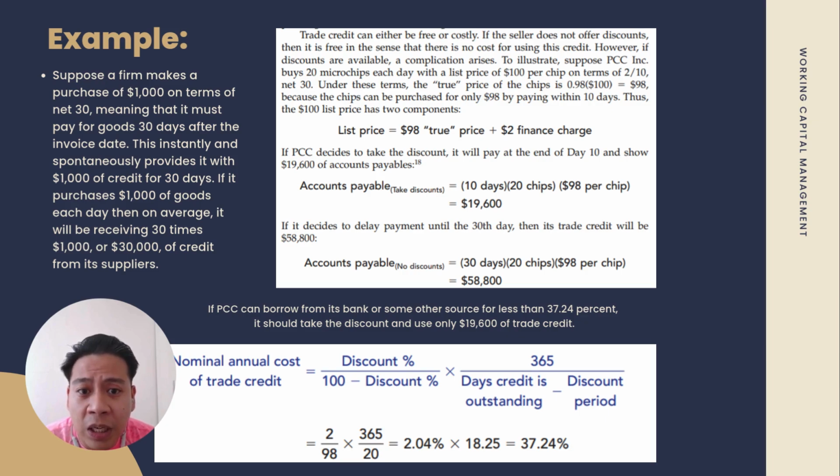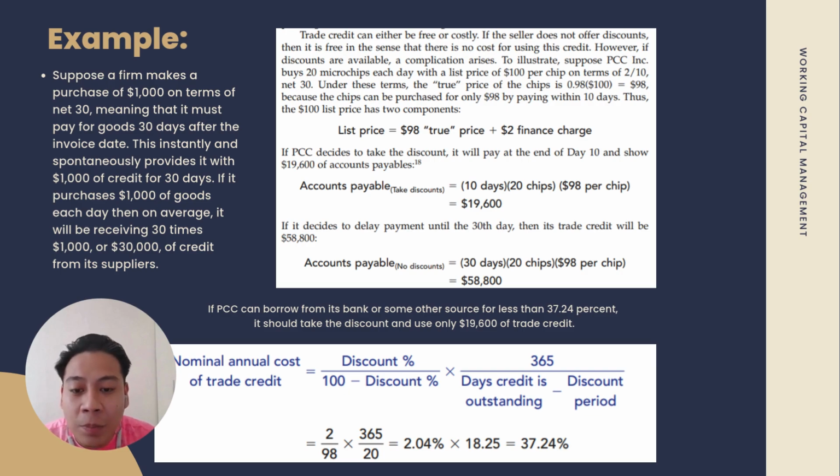So if PCC decides to take the discount, it will pay at the end of day 10 and show $19,600 of accounts payable. That would be 10 days times 20 chips times $98 per chip, which is $19,600. Now, if it decides to delay payment until the 30th day, then its trade credit will be $58,800. That would be 30 days times 20 chips times $98 per chip.